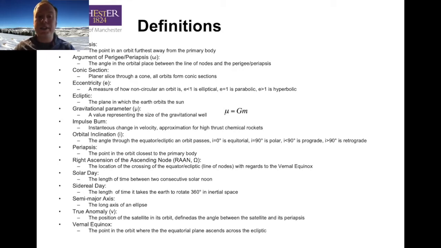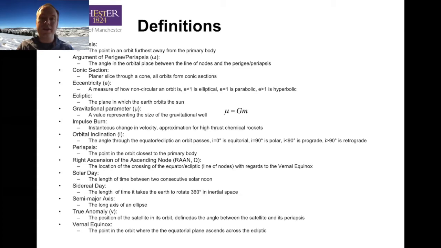We have semi-major and semi-minor axes. These are the long and short axes of the ellipse, respectively. Our true anomaly is the position of the satellite in orbit. It's defined as the angle between the satellite and its periapsis. So it's just where you are in your orbit, where in that line of nodes. And then, of course, the vernal equinox, which we already discussed.